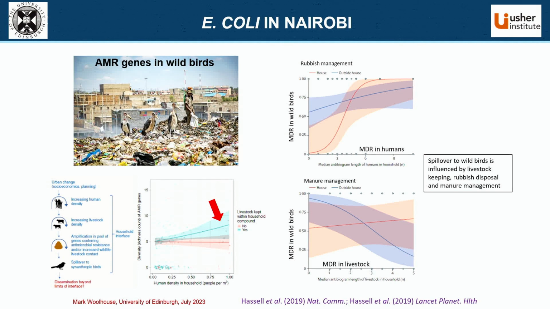The important thing about these graphs is that there are two different lines on each plot. For the relationship with human resistance, it matters a lot how the household manages its rubbish. You can see the picture on the left for the marabous. With the livestock, it matters a lot how the household manages its manure. So by this whole genome sequencing across E. coli across an entire city and looking at the household level, we can detect that spillover to wild birds is influenced by livestock keeping, by rubbish disposal, and manure management. This really is an environmental issue, and we can see the signature of that in these genome sequences.